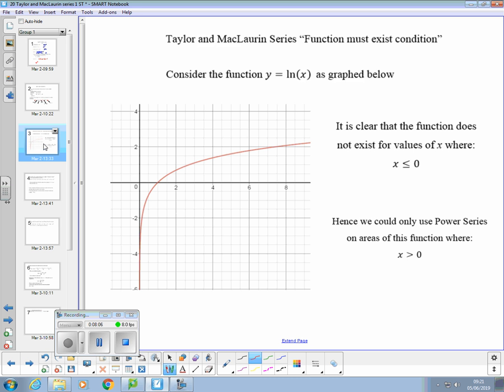So we could only do a power series on this function at a point where x is not equal to 0. That means you couldn't do the Maclaurin series on it, you'd have to do a Taylor series, because a Maclaurin series is always centered around the point where x is equal to 0.